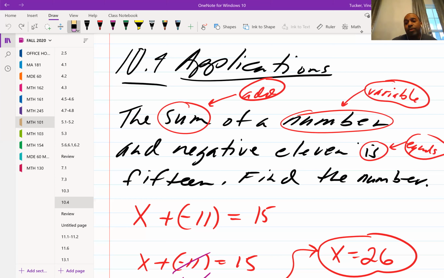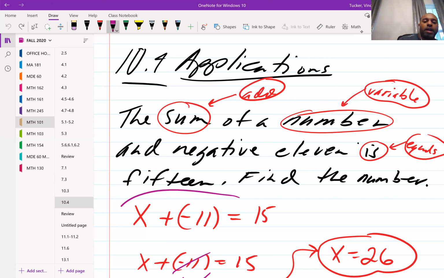When it says a number, that will be a variable. You can call that variable whatever letter you would like, 26 letters of the alphabet. Let's say specifically use x. You don't necessarily have to use x, but that's what your variable would be. And then "is" would be your equal sign.